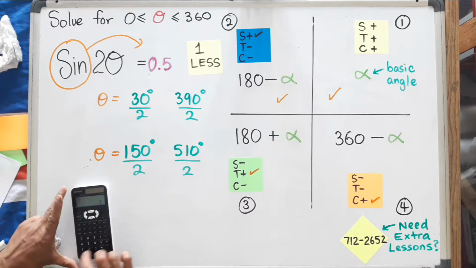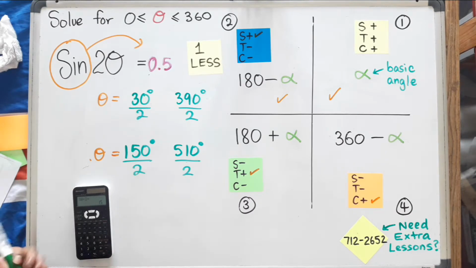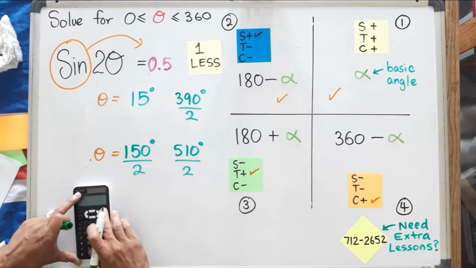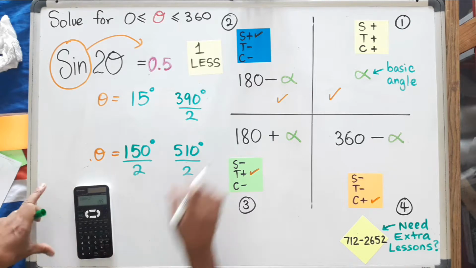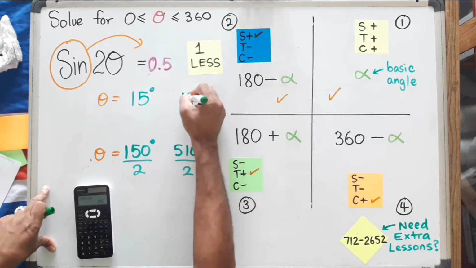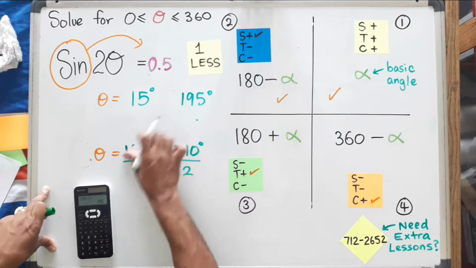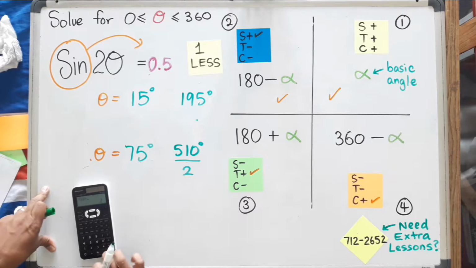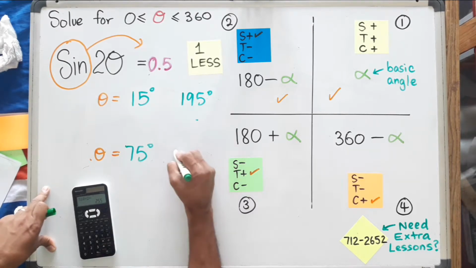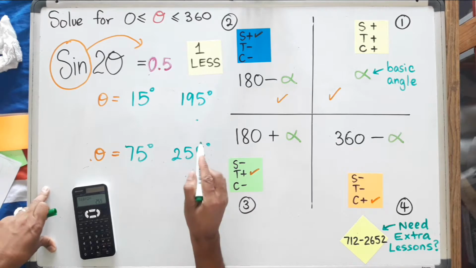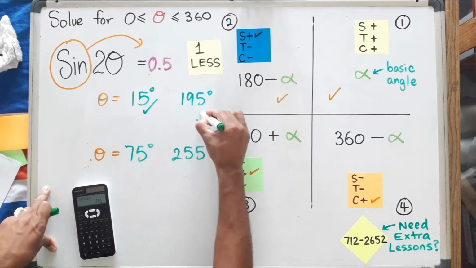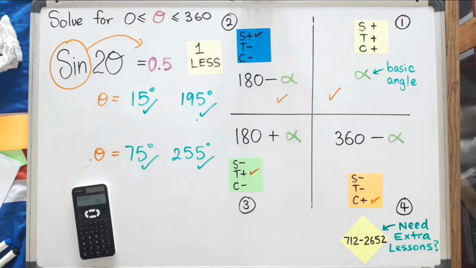So we get some paper here. 30 divided by 2. I can't believe I used a calculator for that. That is 15 degrees. That's my first answer. 390 divided by 2 is 195 degrees. 150 divided by 2 is 75 degrees. And 510 divided by 2 is 255 degrees. You notice all 4 answers here are between 0 and 360. So all 4 answers are valid answers. All right, let's try another one.